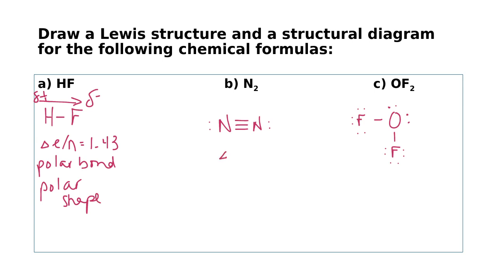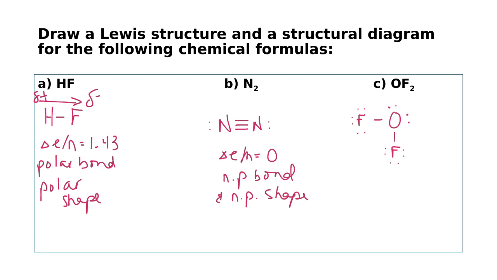For nitrogen, if we're bonding it to itself, this is pretty easy. This is a difference in electronegativity of 0. So we have a nonpolar bond, perfectly shared electrons, and we have a nonpolar shape.